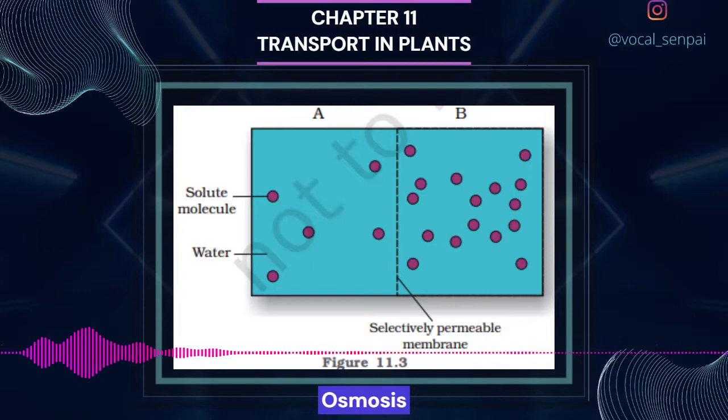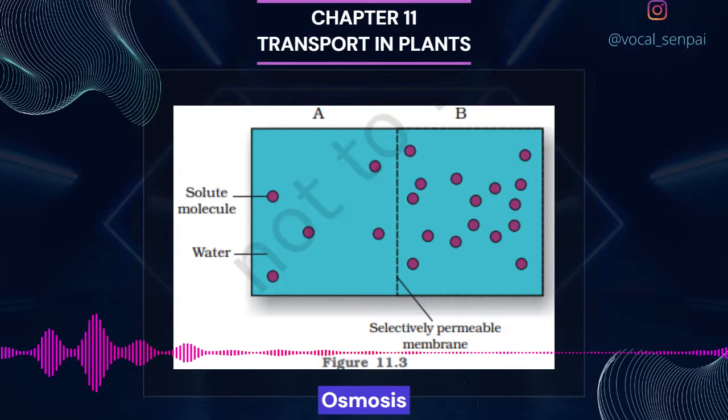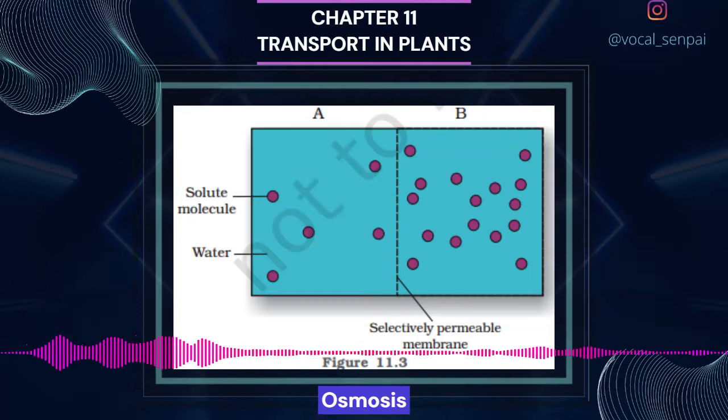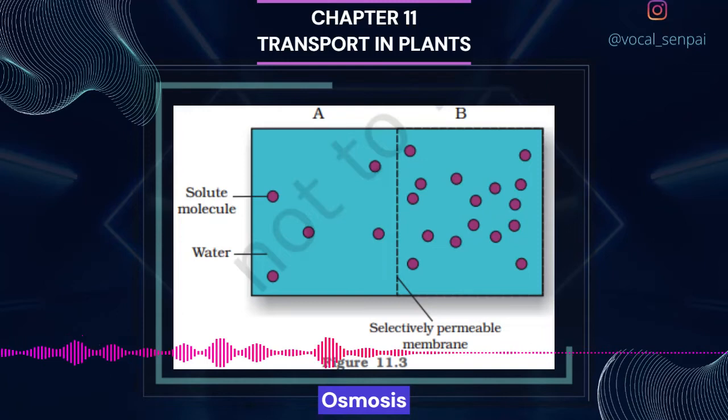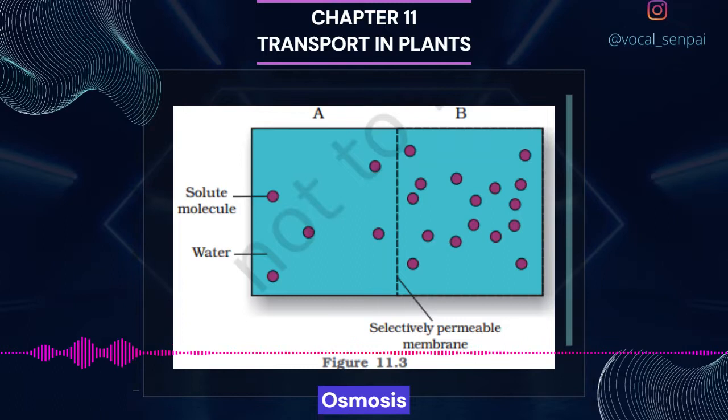You may have made a potato osmometer in your earlier classes in school. If the potato tuber is placed in water, the water enters the cavity in the potato tuber containing a concentrated solution of sugar due to osmosis. Study figure 11.3 in which the two chambers, A and B, containing solutions are separated by a semipermeable membrane.